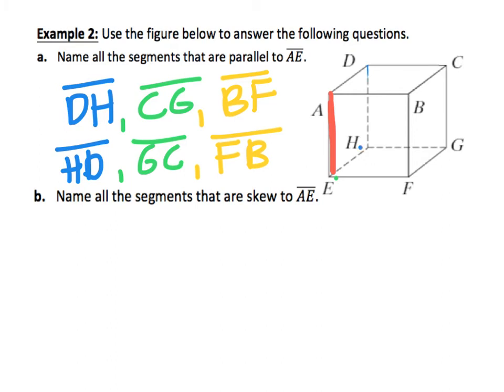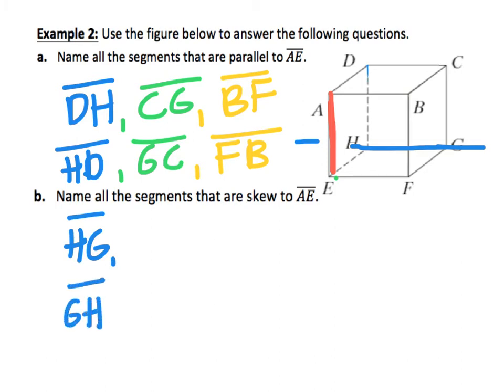My first option is going to be HG, because if I extend HG, it's going to continue behind AE and never actually touch it. So HG would be a skew segment. Again, you could call that GH if you want. I'm just going to erase my extra back here so I can see what's happening. And really, you're going to look for something that's similar to HG again.